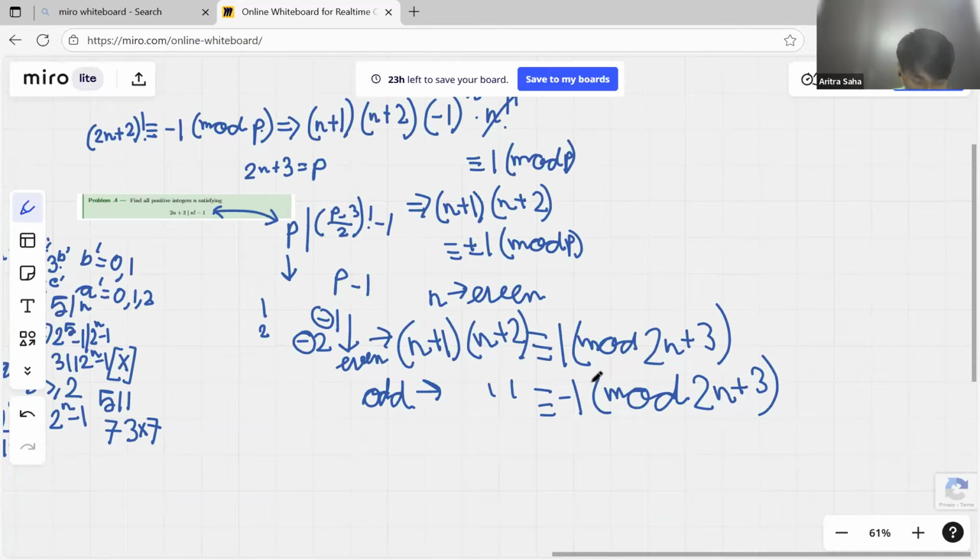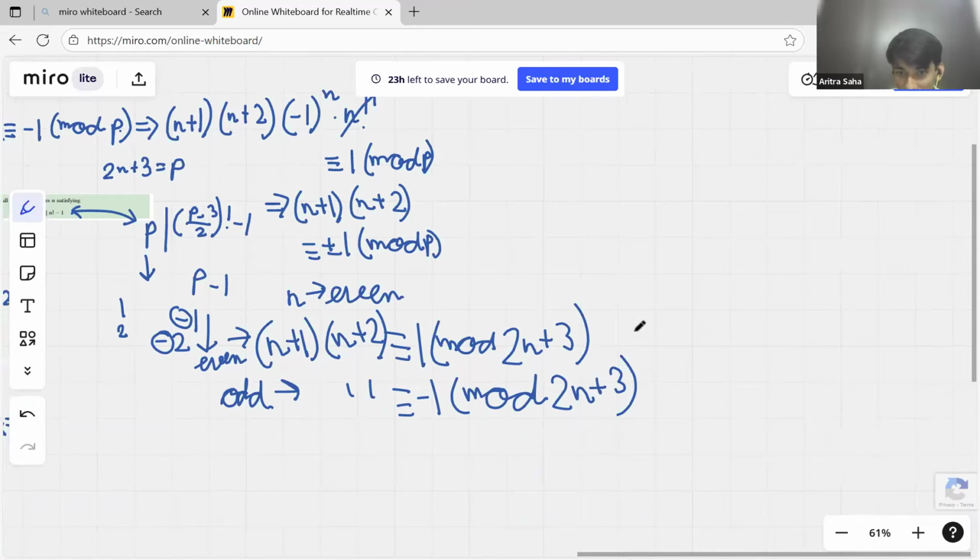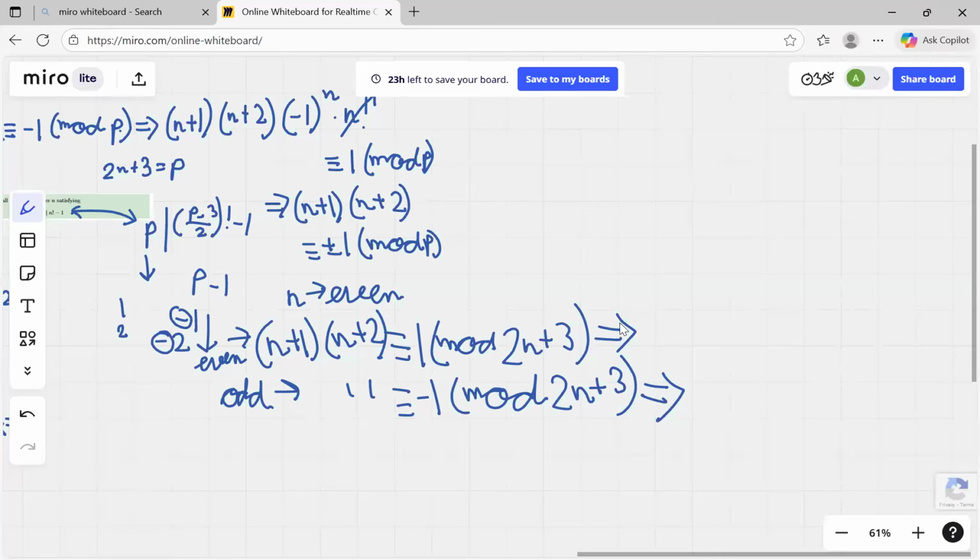Now, when can this hold? It's not hard now. You should be able to finish. If you just expand it, you will get, for ease of calculation. Otherwise, we have to expand the quadratic and do some stuff. It's only 2 terms. You don't have to do any stuff, but 2n plus 3 is prime. So basically what you have is n square plus 3n plus 2 minus 1.